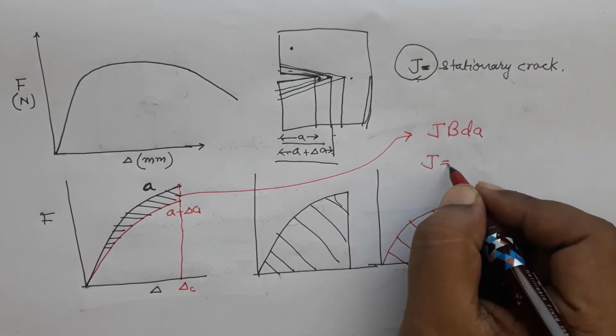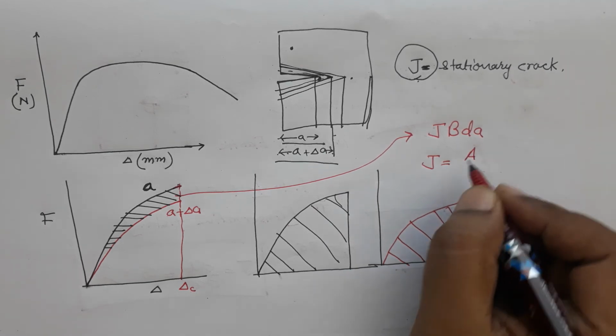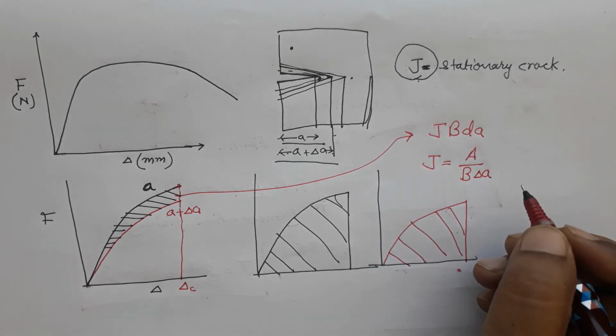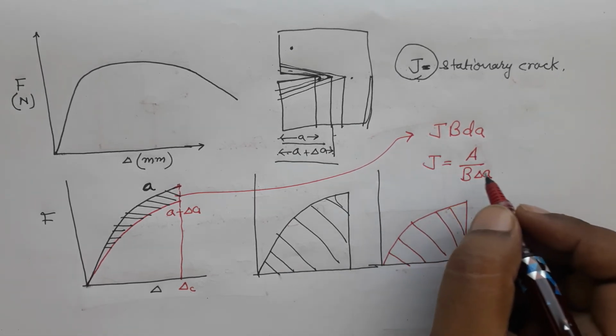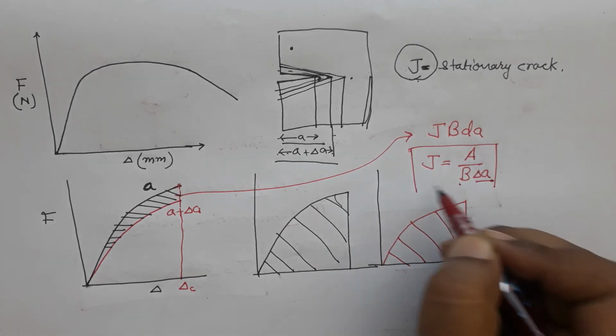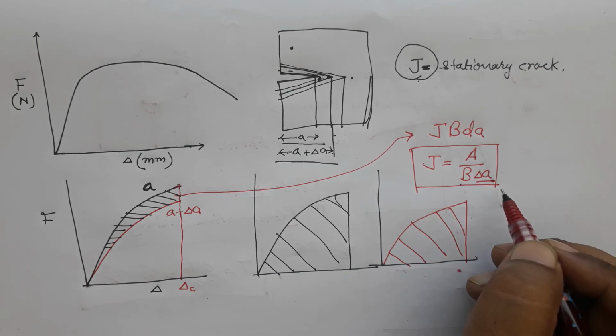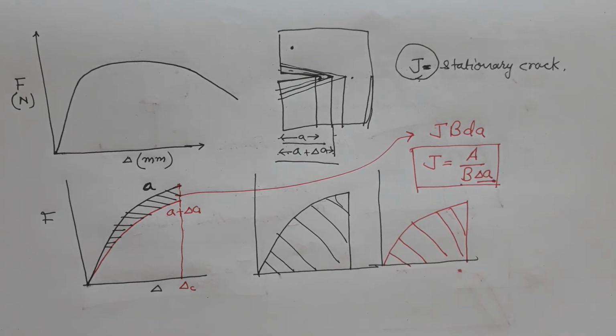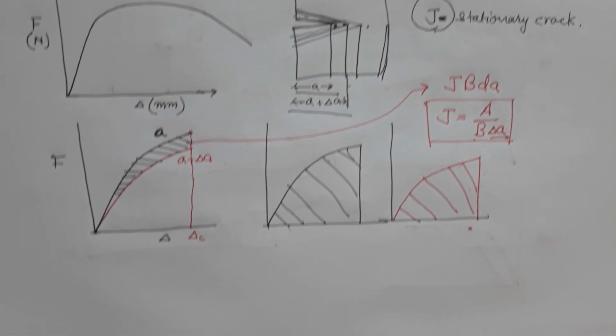So, J you can then tell as the area difference between these two divided by B into delta A. So, J actually is the energy per unit thickness per unit crack increment. Okay. Right. Now, from this concept we will try to understand how we can calculate the J integral experimentally. Okay. So, we can do a little bit here only.